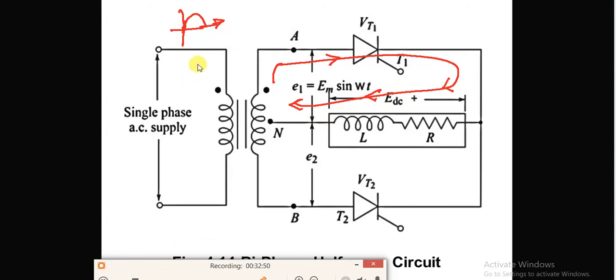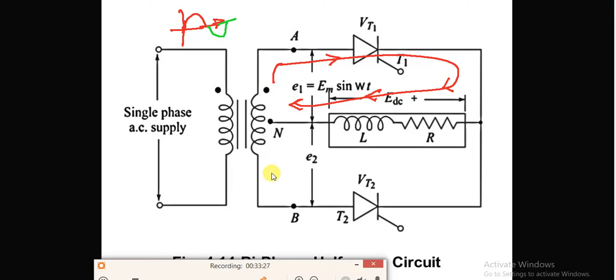Now we will see the direction of current flow during the negative half cycle. In the positive half cycle, SCR T1 conducts current directly, SCR T2 is reverse biased. Only SCR T1 conducts. The current flows from this point A through SCR T1 to this R through this L. So the direction of current flow during the positive half cycle is from this right hand side to left hand side. Now during the negative half cycle, I have shown this with the green color.